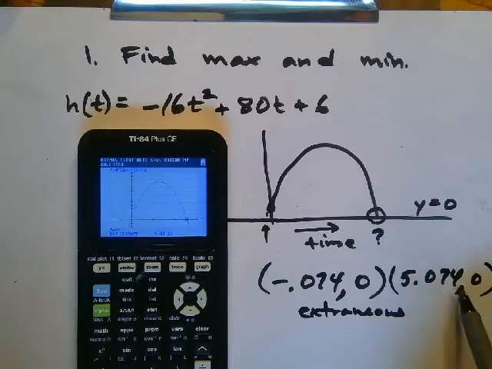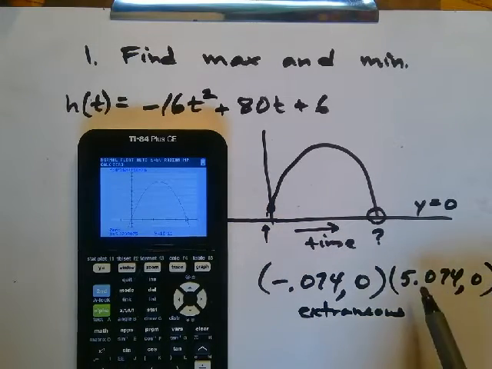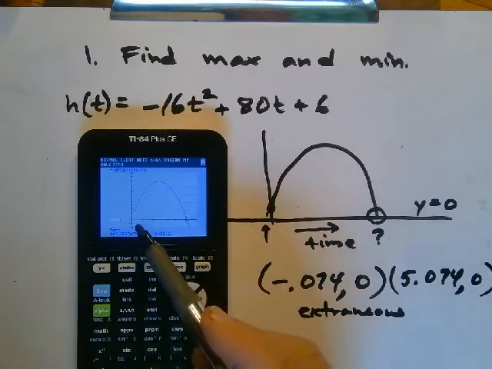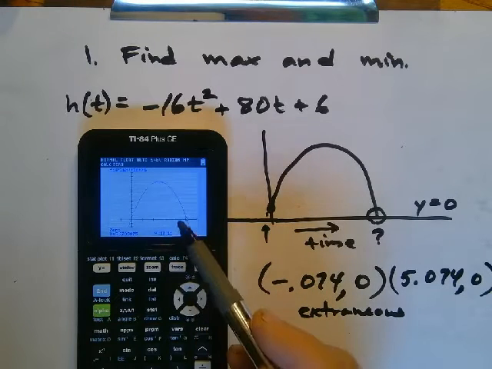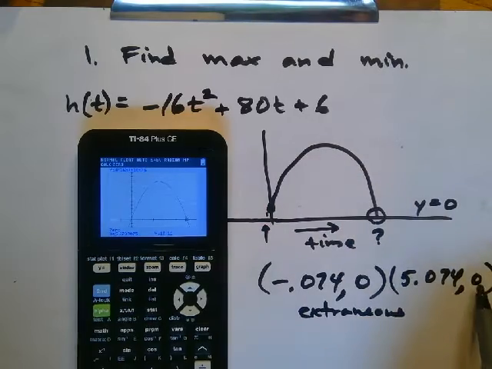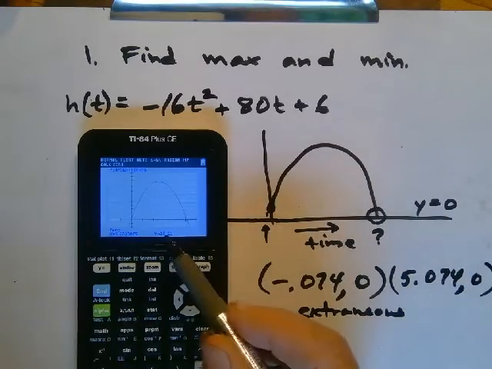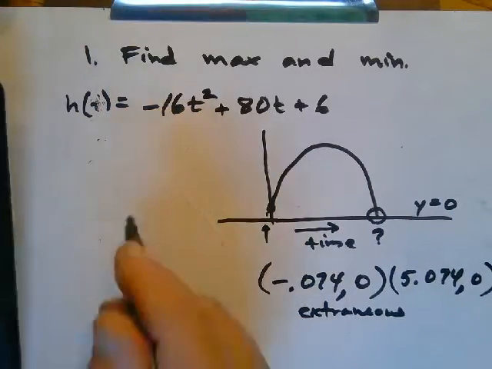That's where the zero is, where the y value is 0. So 5 seconds after you shoot it off, 1, 2, 3, 4, 5, the object hits the ground again. Okay? So why is it showing up that way? Well, let's talk about that.